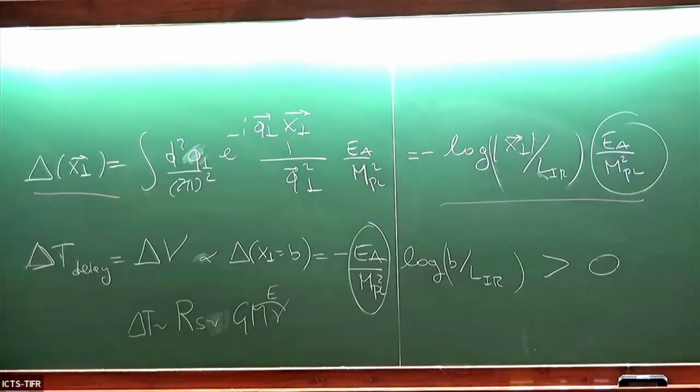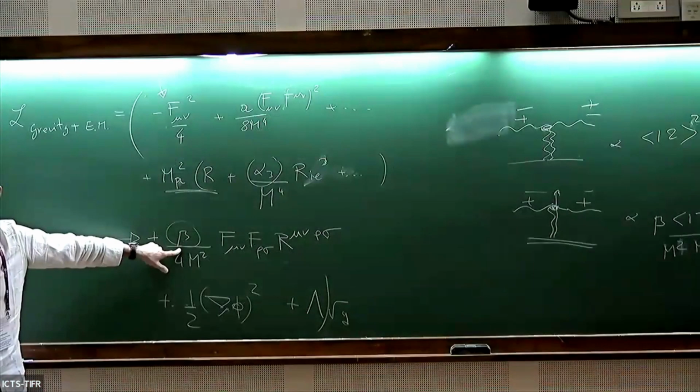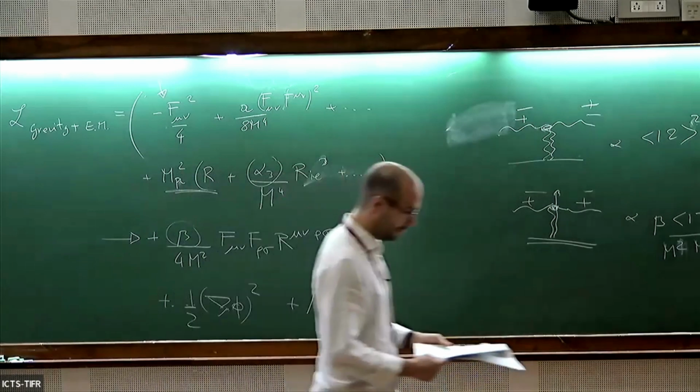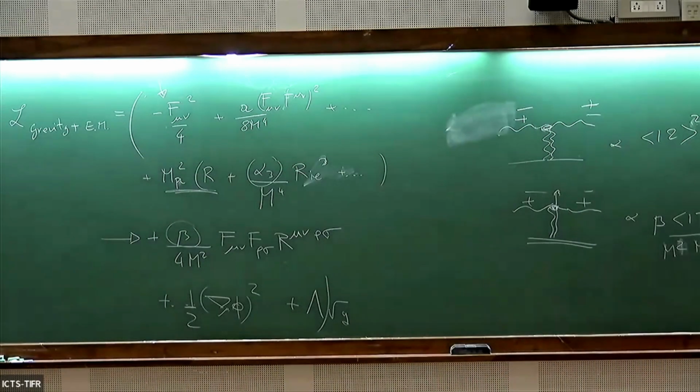And so this was without including a correction to the geodesic equation coming from beta. Okay. So what is going to happen if we add beta? I'm going to calculate the time delay.